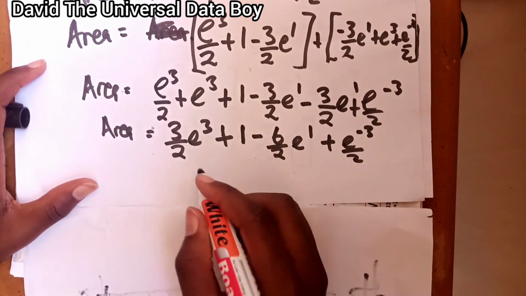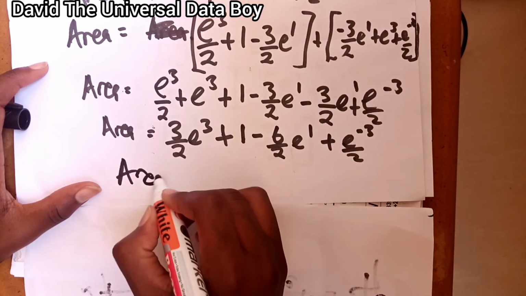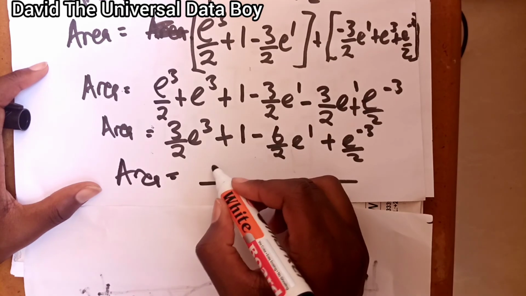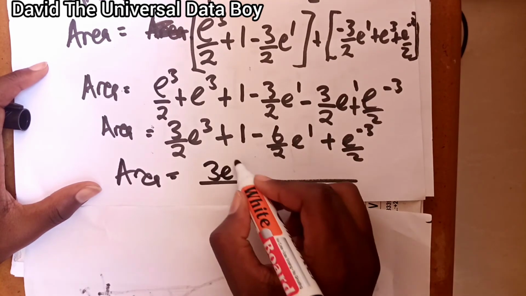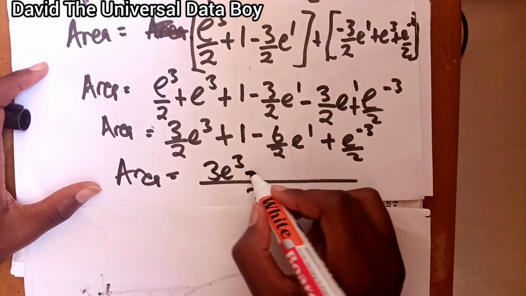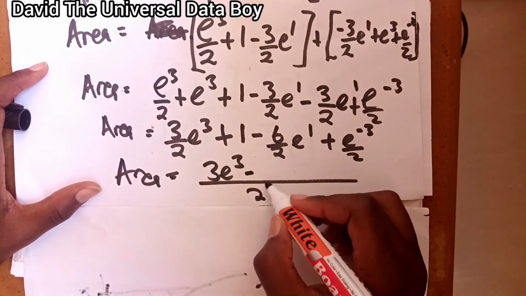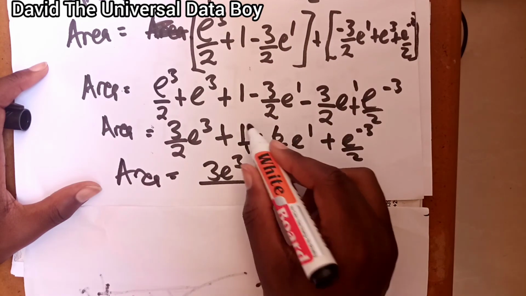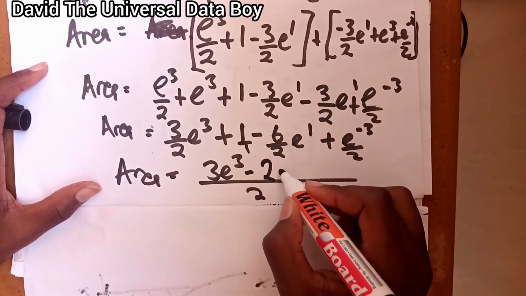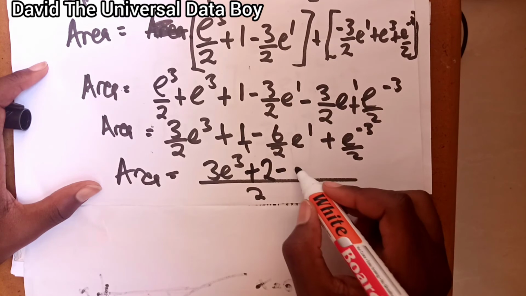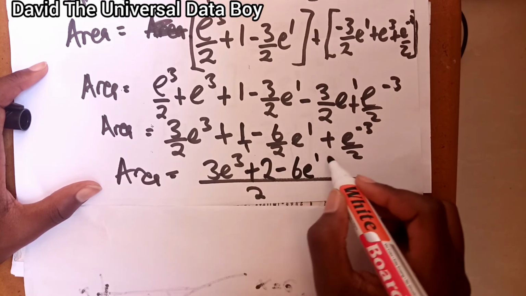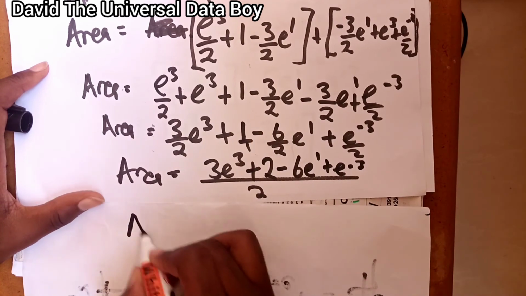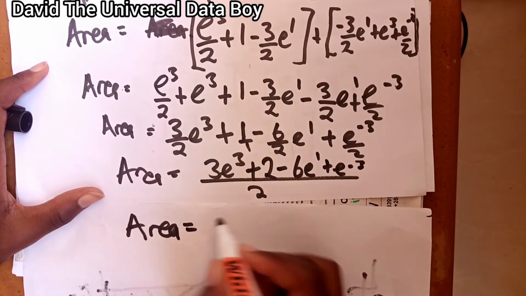Let's start from there, where we're saying the area is equal to the common denominator 2 into this one, that's 3 e to the power 3 minus, remember you can even evaluate from here, in here we have 1 into 2, that's 2 times this one, that's 2, this one will be negative, this one is plus, this one will be negative 6 e to the power 1 plus e to the power negative 3. So then you can evaluate this one now.